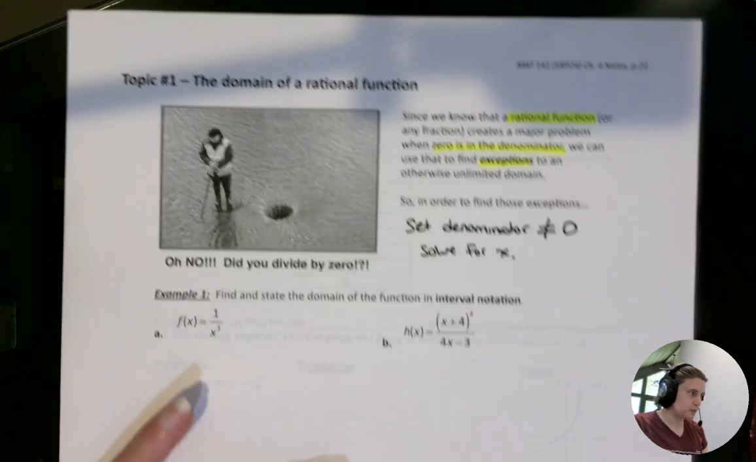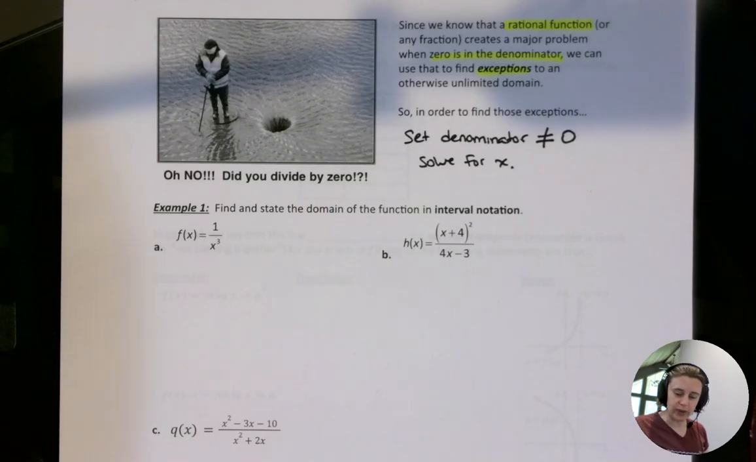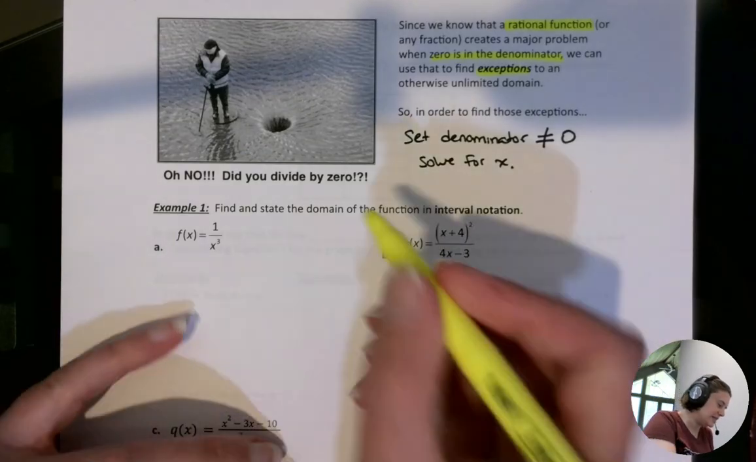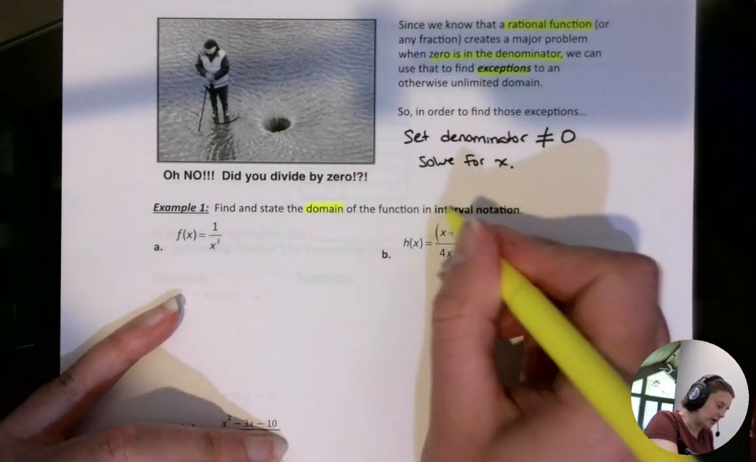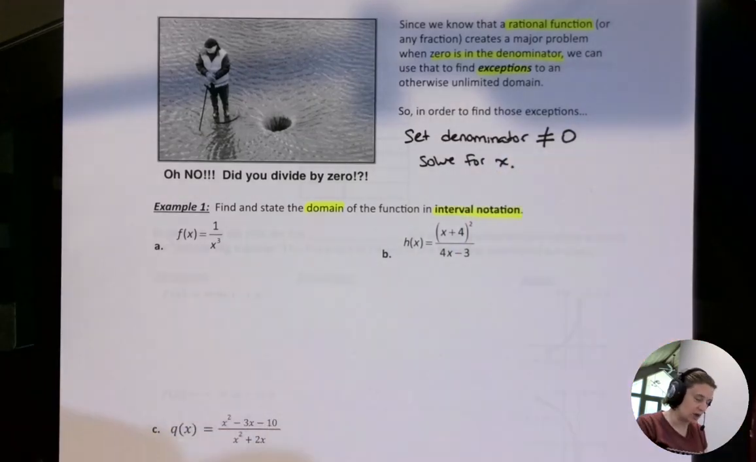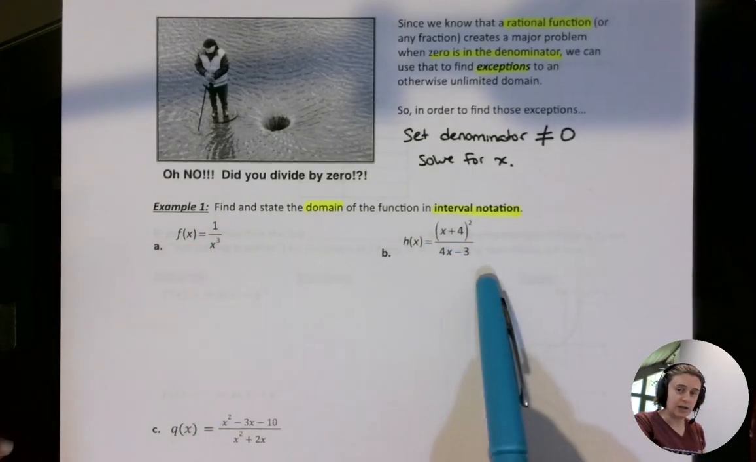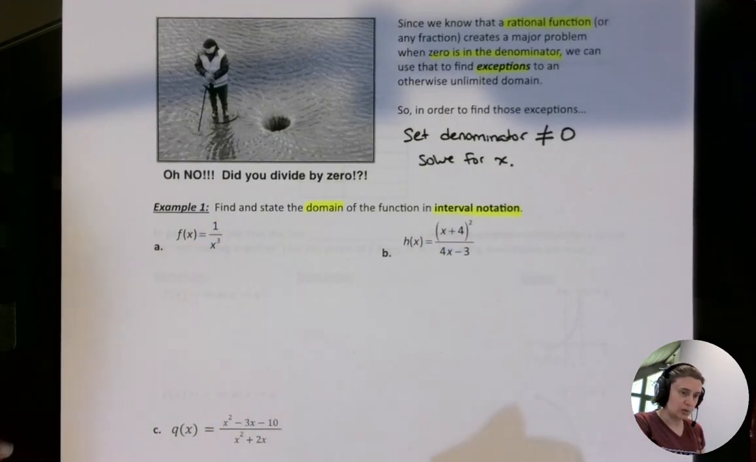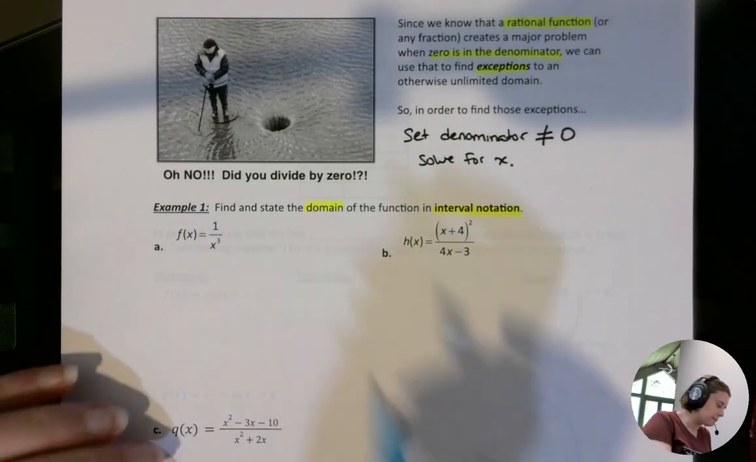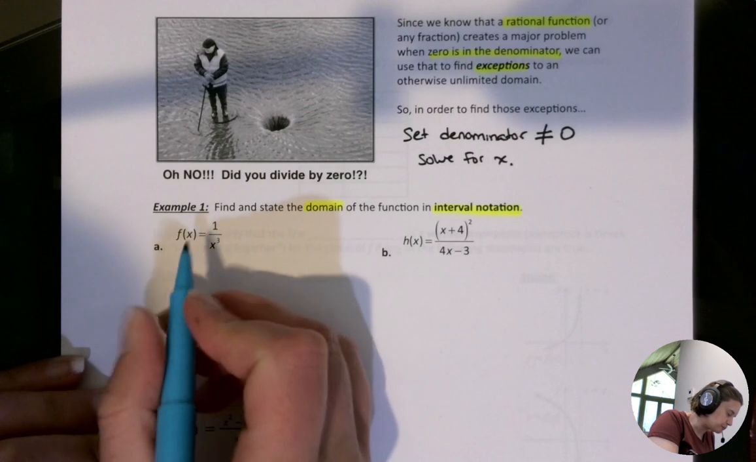So in example 1, we need to find and state the domain, and we're going to express that domain in interval notation. We really do just care about the denominator when we're looking for a domain, but we do want the denominator in a simplified fraction. So if it's not obvious that the fraction is simplified or in lowest terms, we may need to do some work to get our fraction simplified before looking for the domain. So let's find our domain.